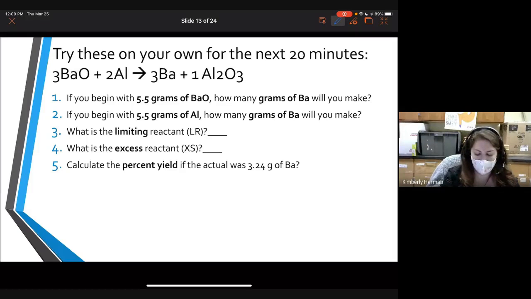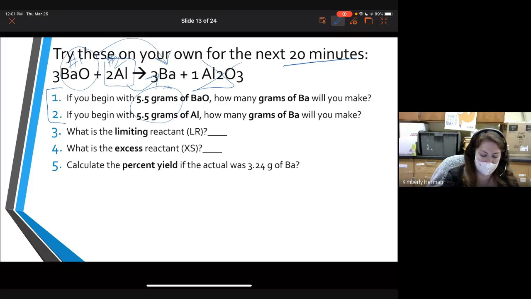Okay, we're going through our review. Try these on your own for the next 20 minutes. So we'll notice that 1 and 2 look very similar. We're taking 5.5 grams of both of the reactants, so aluminum would be for number 2 and BaO would be for number 1, and we're going to convert it to the same product, which is Ba for both of them. So we don't really even need to know that there's 1 mole of Al2O3 because we're taking both of our reactants to the same product.